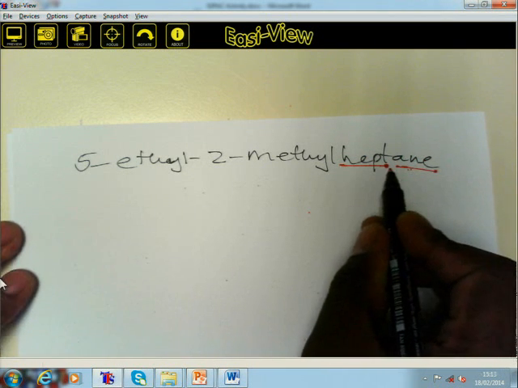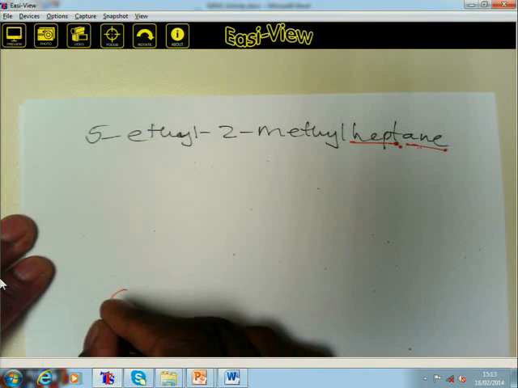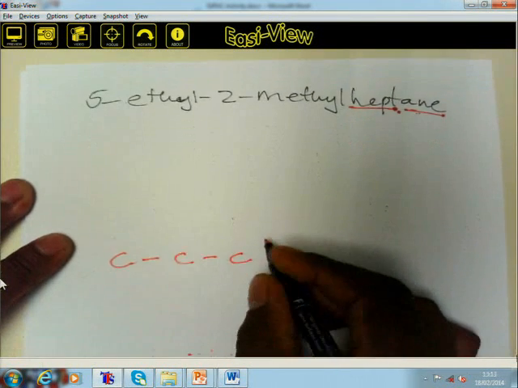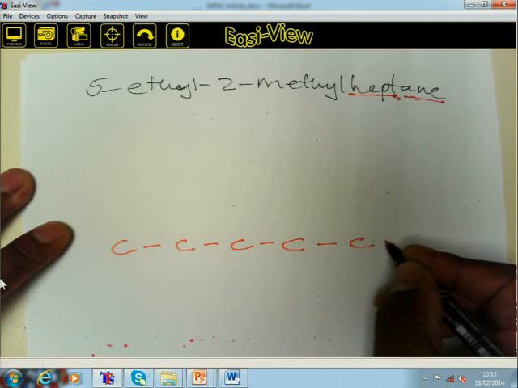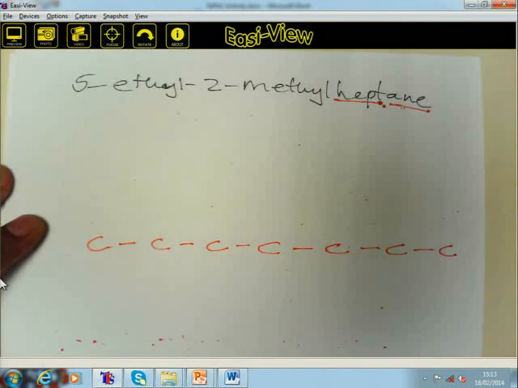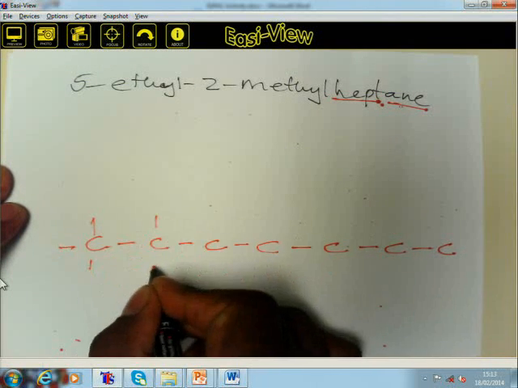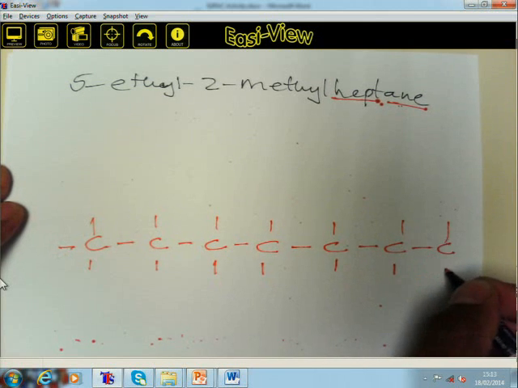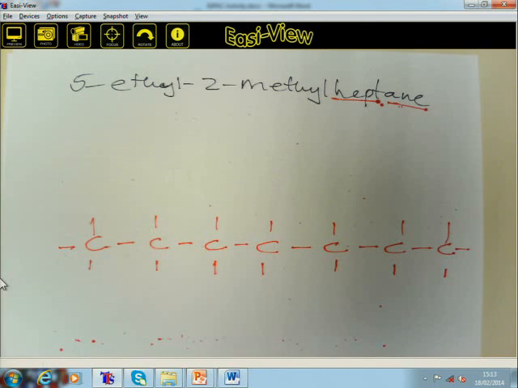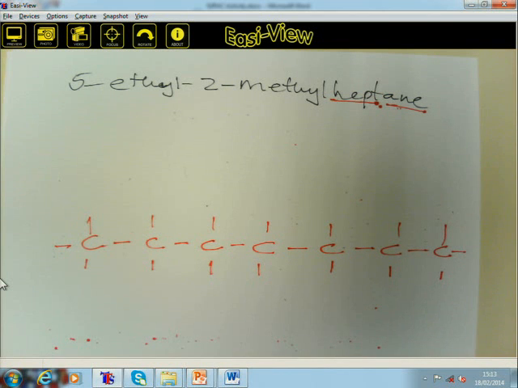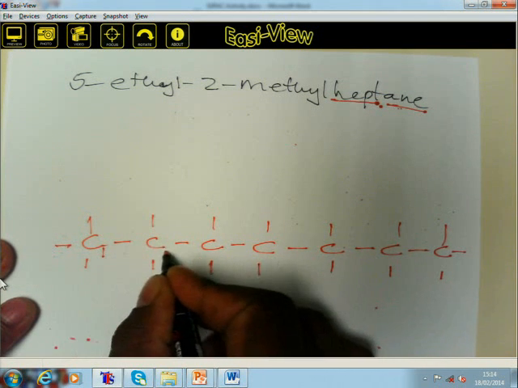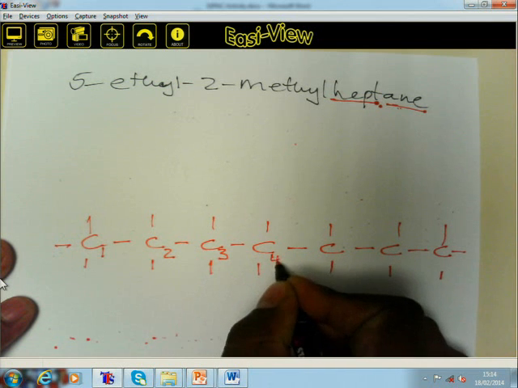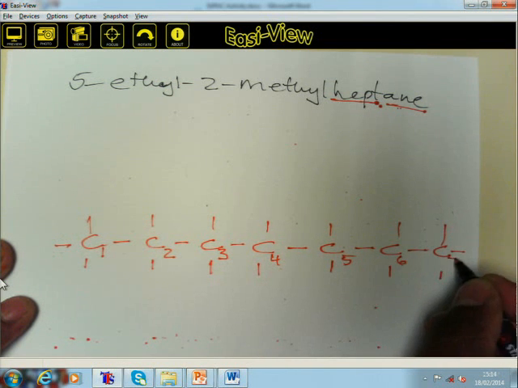So hept, we said it's 7 carbons. So we'll have carbon number 1, 2, 3, 4, 5, 6, 7. All right, and each will have those bonds. And then because you are drawing the structure from the name, it is your choice how you number. So you may number it in any way. So I can number it from this one, carbon number 1, number 2, 3, 4, 5, 6, 7.